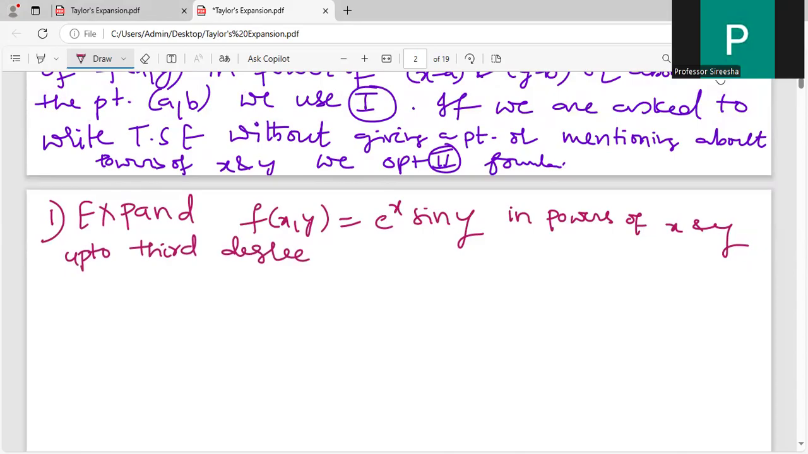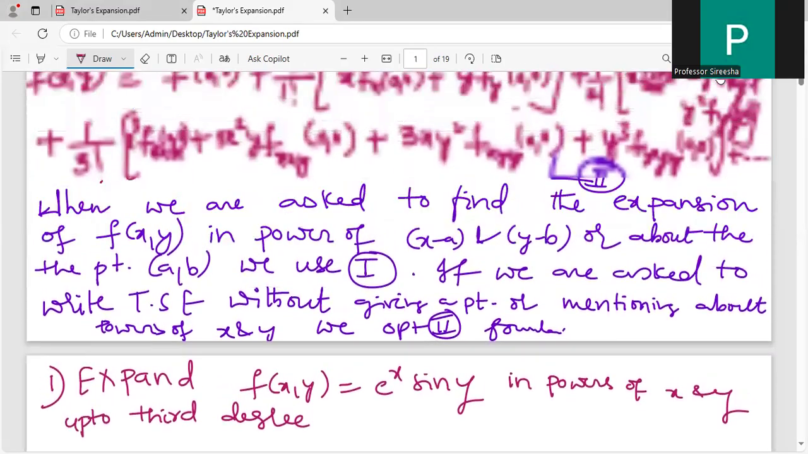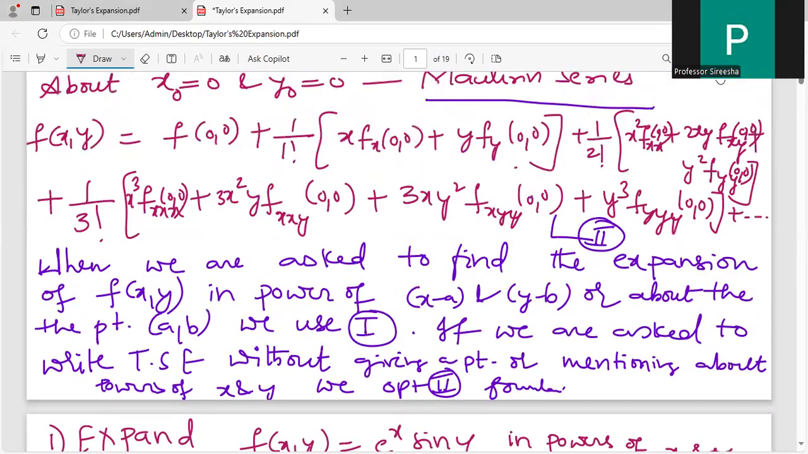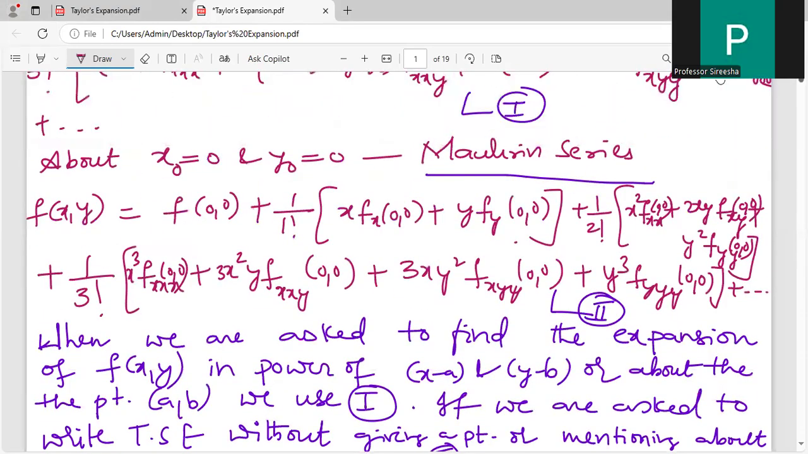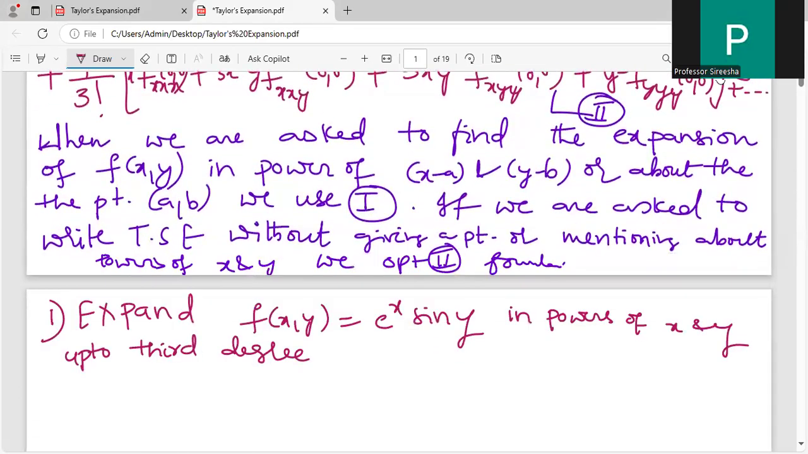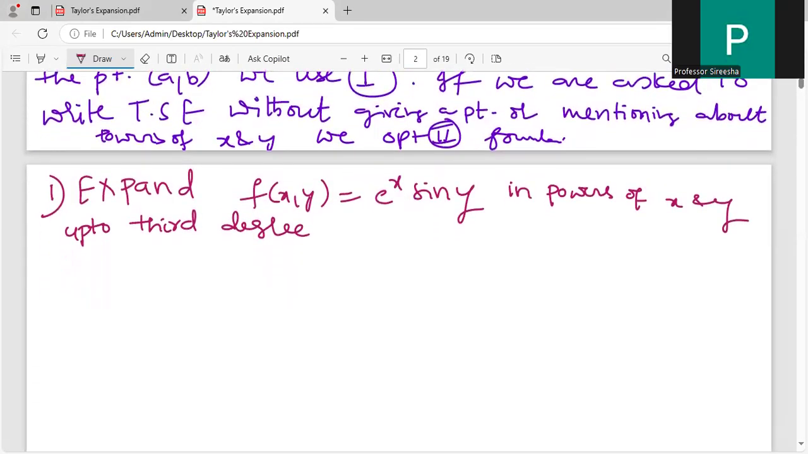Which formula do I have for powers of x and y? The second formula has powers of x and y. The first formula has powers of x minus a and y minus b. When you are asked to find like that, you will be doing it using the second formula. Anyways, I will discuss one problem on the first formula as well.